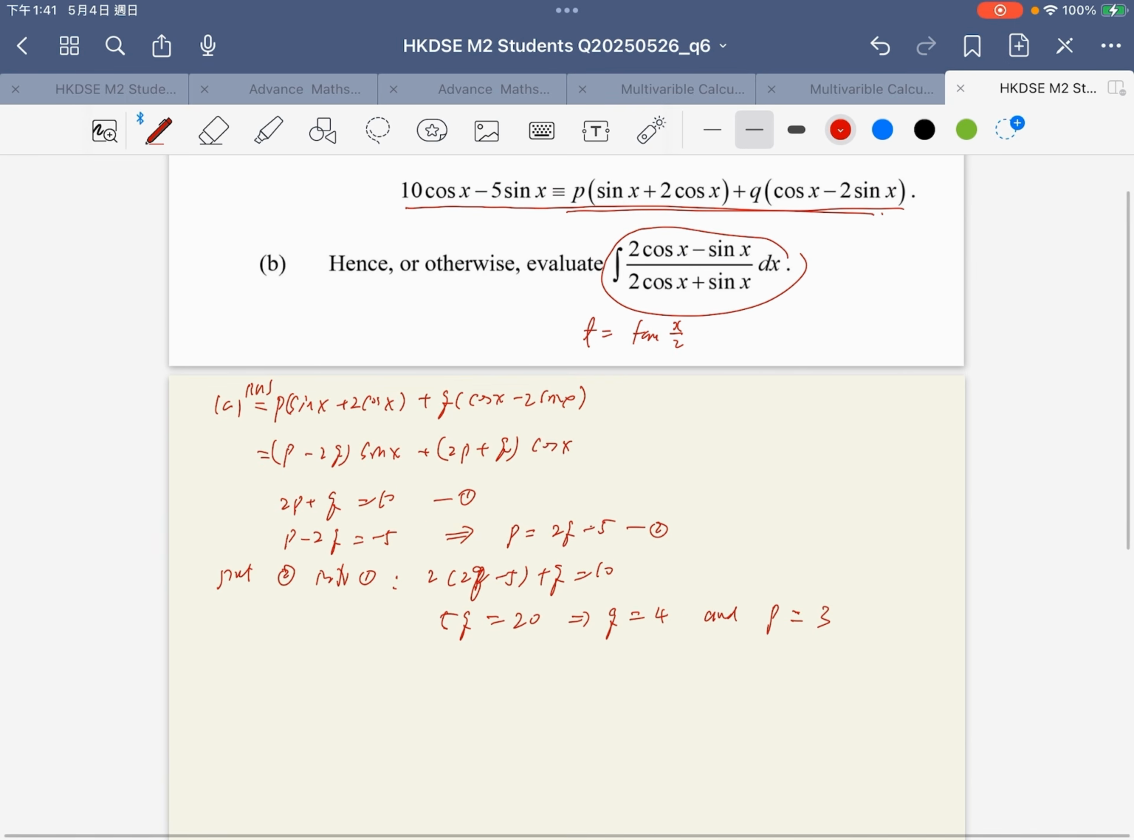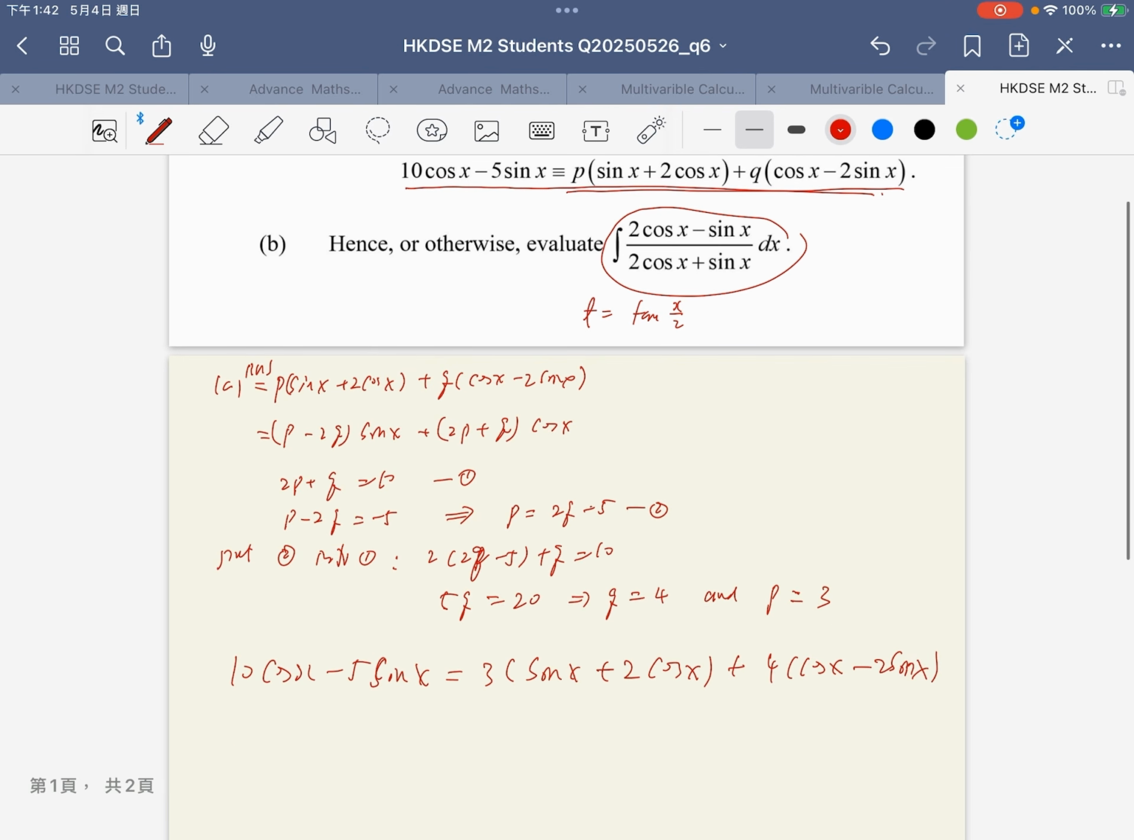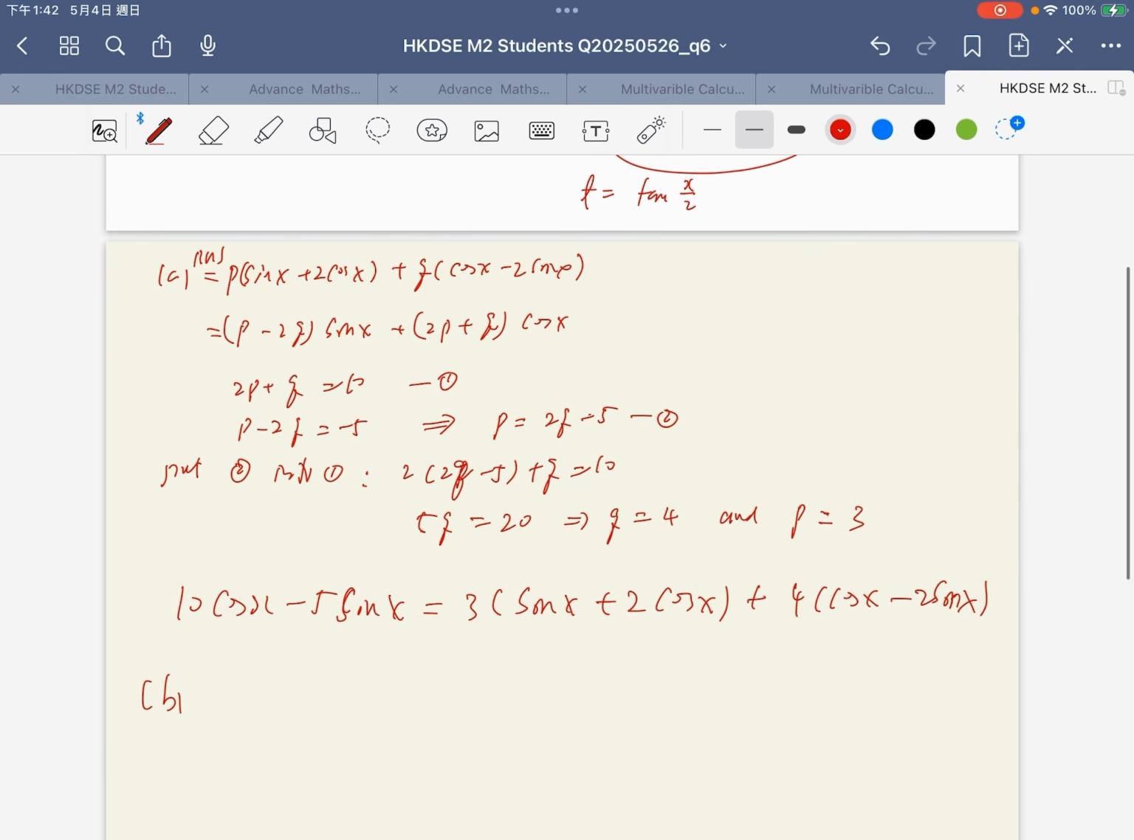Okay, then it means we have 10 cosine x minus 5 sine x equal to 3 times sine x plus 2 cosine x plus 4 cosine x minus 2 sine x. Okay, this is part A.